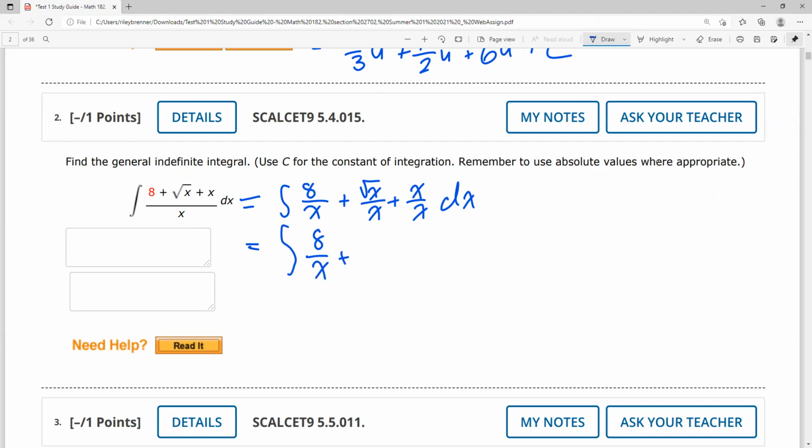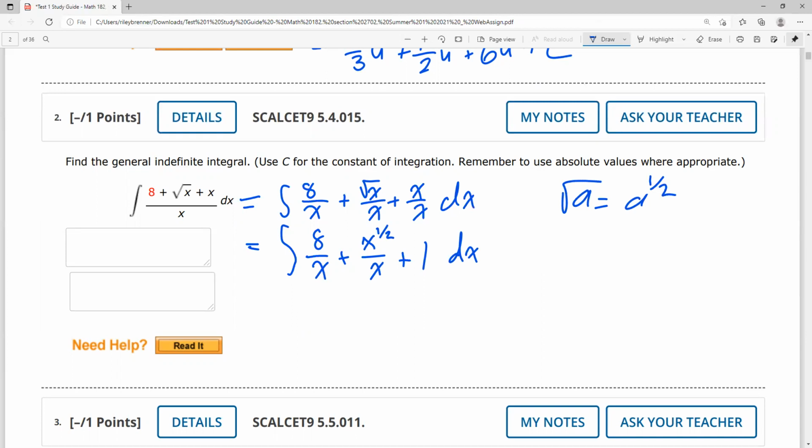We technically have x, the square root of x over x. Does anyone know what that simplifies to? It might be easier to write it as x to the 1/2 over x. We'll leave that alone for now. We'll come back to that. And then the last part, x over x, that's just 1. Very straightforward, right? So if we go back to that middle term, you can always write the square root of anything as that thing to the power of 1/2. And so that we have x to the 1/2 over x.